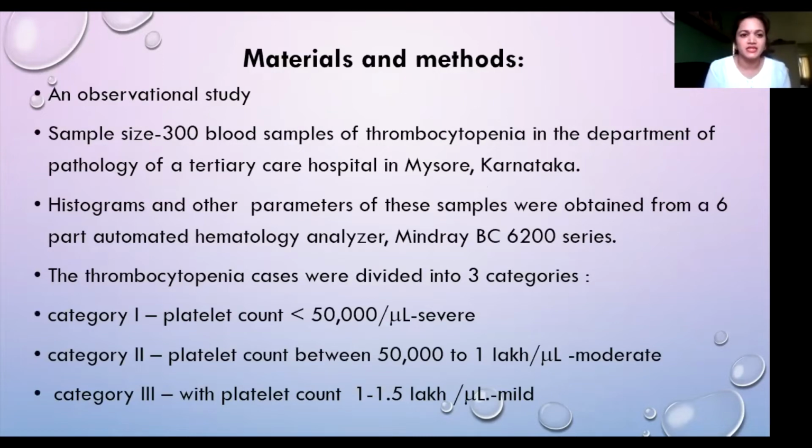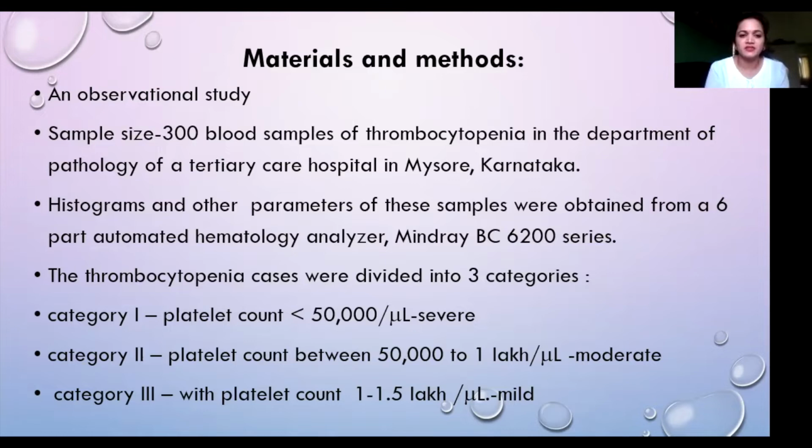Coming to the methodology, this was an observational study which was done on a sample size of over 300 blood samples of thrombocytopenia in the Department of Pathology of a tertiary care hospital in Mysuru, Karnataka. The histograms and the other parameters of the autoanalyzer were obtained by a 6-part automated hematology analyzer, Mindray BC 6200 series.